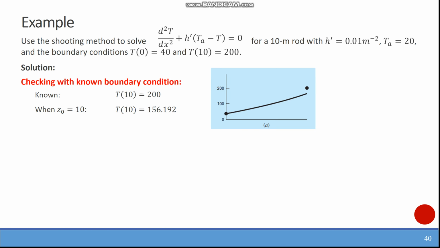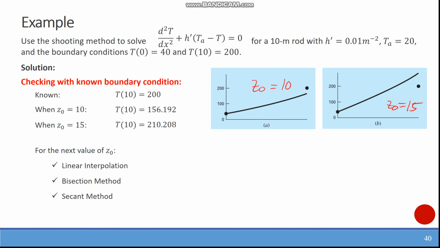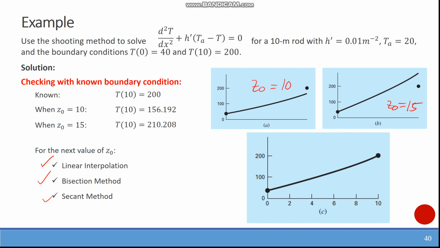So we check with this, they are closer now. So this is the first one. This is the first assumption when the z naught, or the first derivative of t with respect to x, is 10. This is the second assumption when z naught is already 15. And then we can find the next value of z naught by using this method of linear interpolation, bisection, and secant to arrive eventually at better approximation for this specific problem.